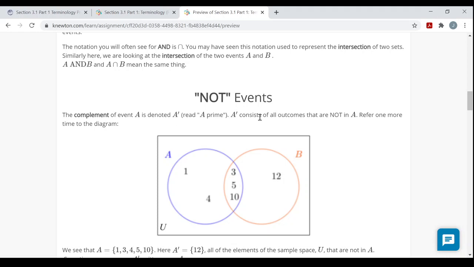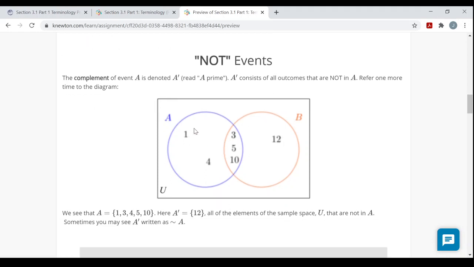This A prime consists of all outcomes that are not in A. So you can think of A prime as not A. Look at the same Venn diagram. The outcomes in A are 1, 3, 4, 5, and 10. All those are in A. Looking at the whole box, the only outcome that's not in A is 12.